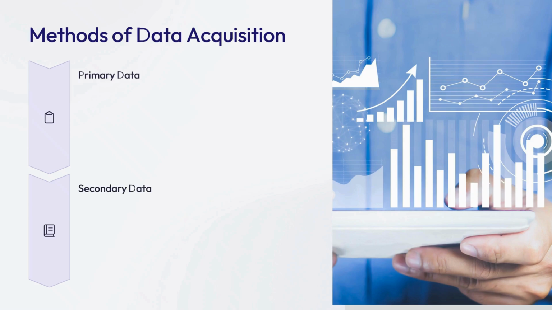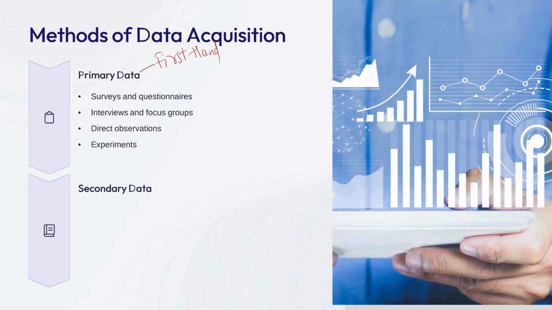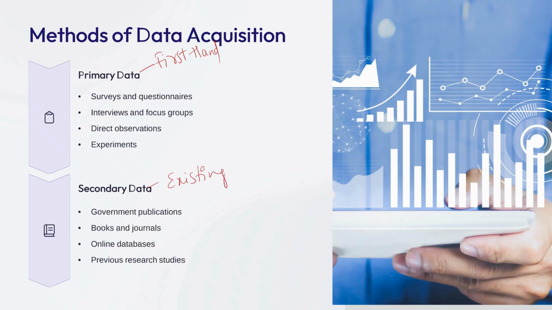And next, methods of data acquisition. Here we have two important types of data, that is primary data and secondary data. Primary data is collected first hand by the researchers through surveys, questionnaires, interviews, direct observations and experiments. Secondary data is obtained from already published or existing sources like government publications, books and journals, online databases, etc.